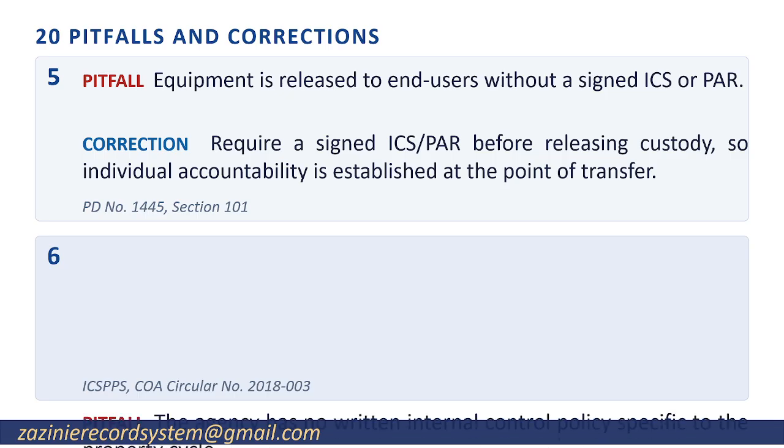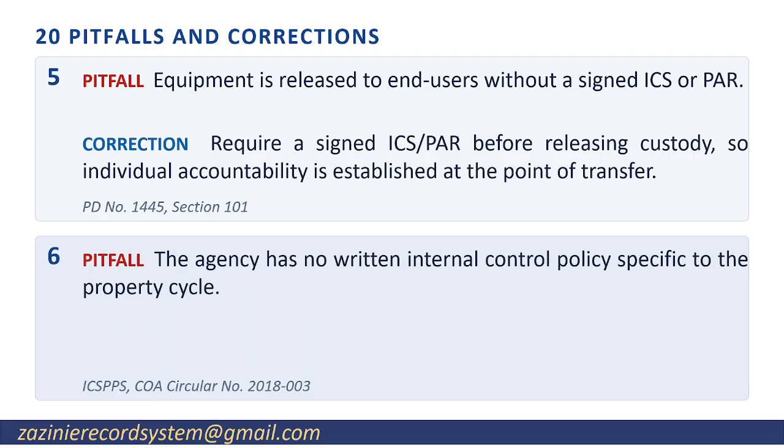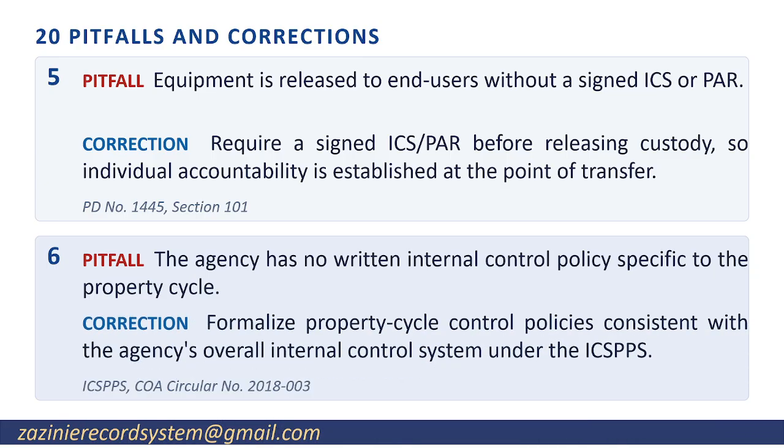Number 6. Pitfall: The agency has no written internal control policy specific to the property cycle. Correction: Formalize property cycle control policies consistent with the agency's overall internal control system under the ICSPPs. Next slide.